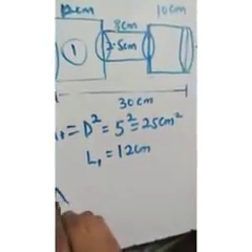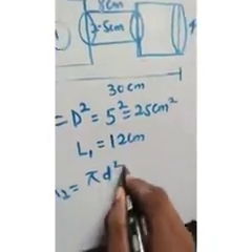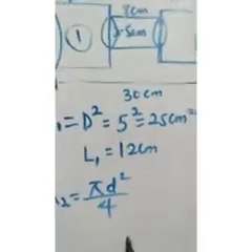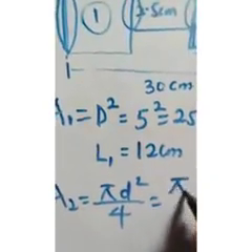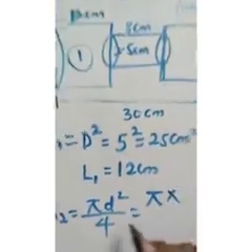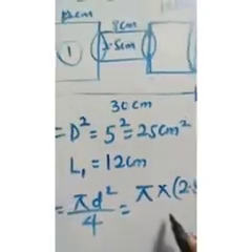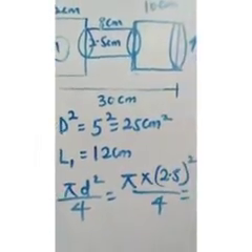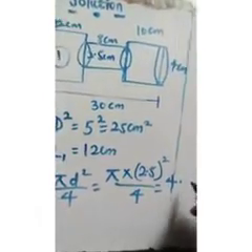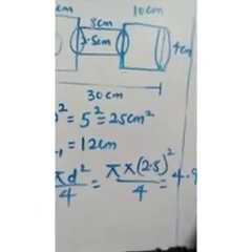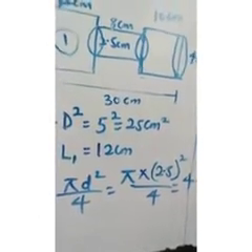So for A2, we are going to make use of pi d square over 4 because we have the diameter as 2.5. So that will now be pi, 22 over 7 or 3.142, times d, which is 2.5, that will be 2.5 all square over 4. We can have our answer as 4.91 centimeter square.